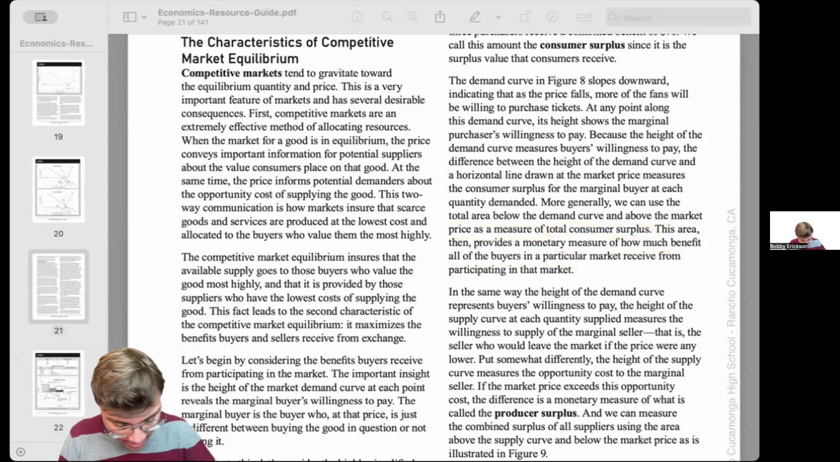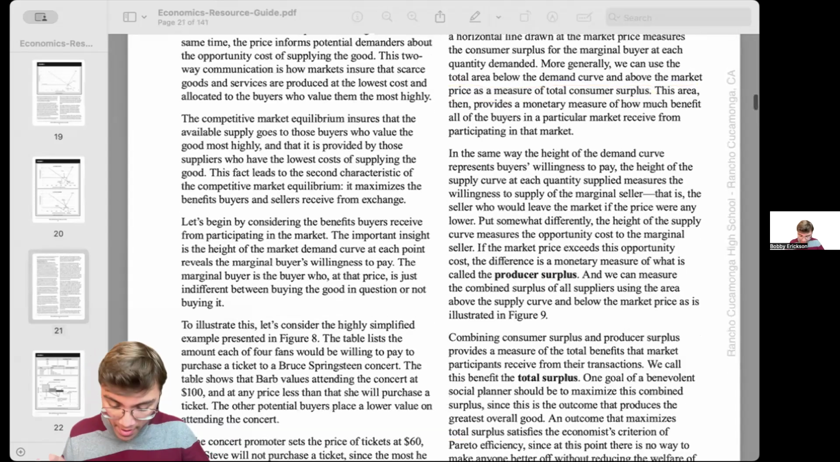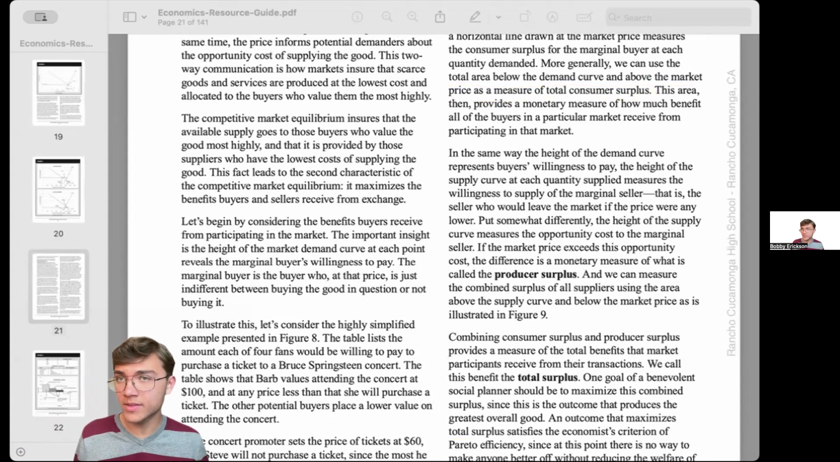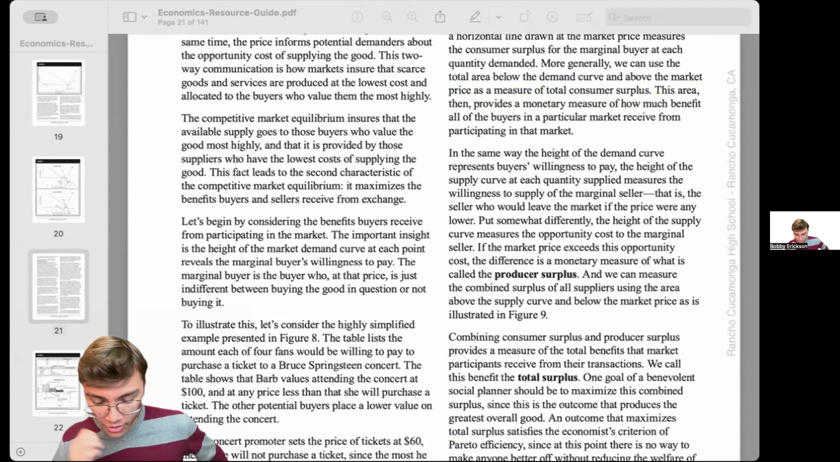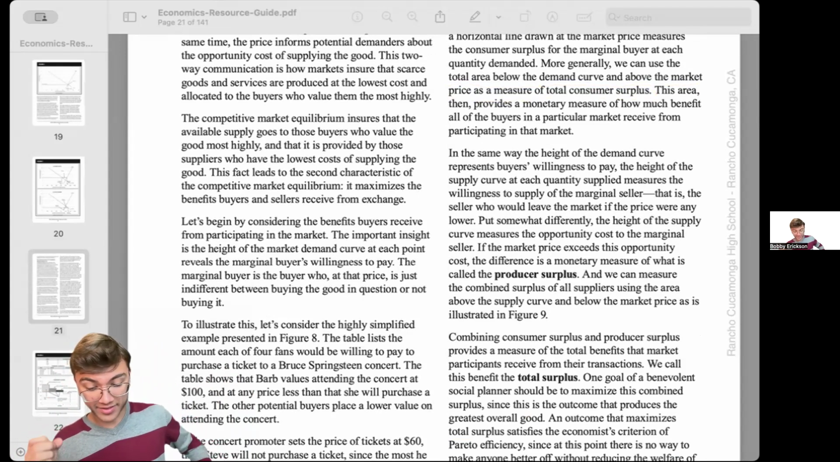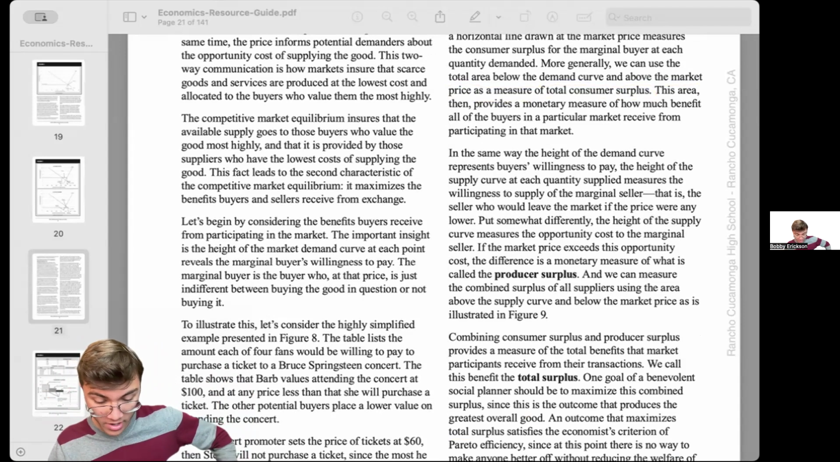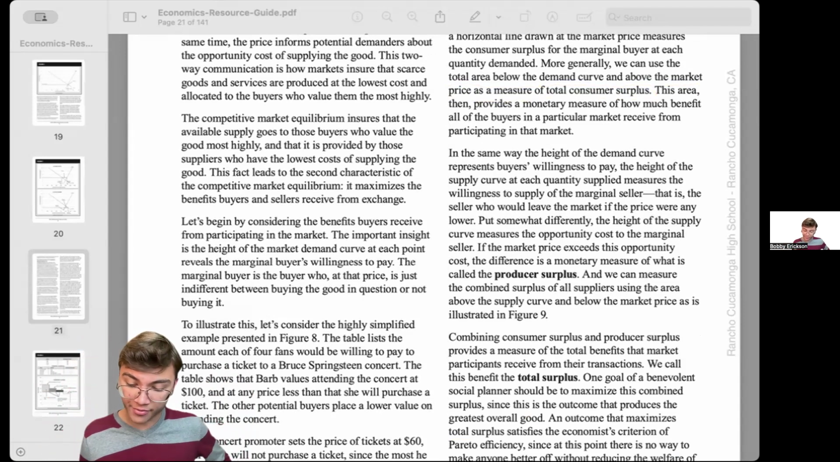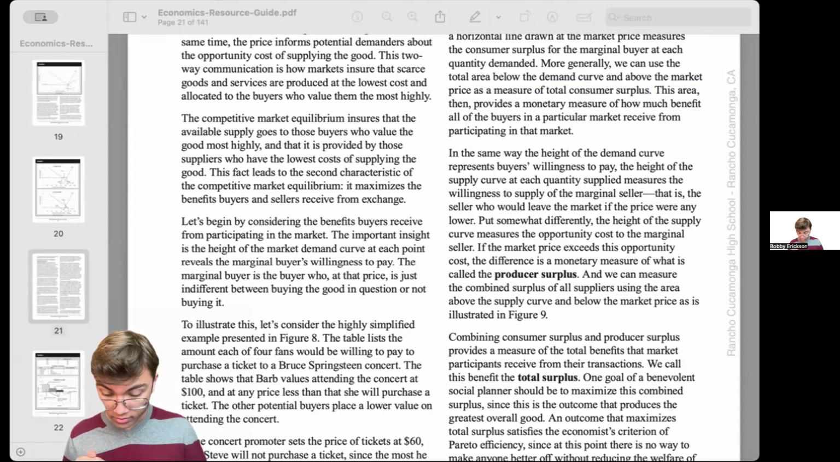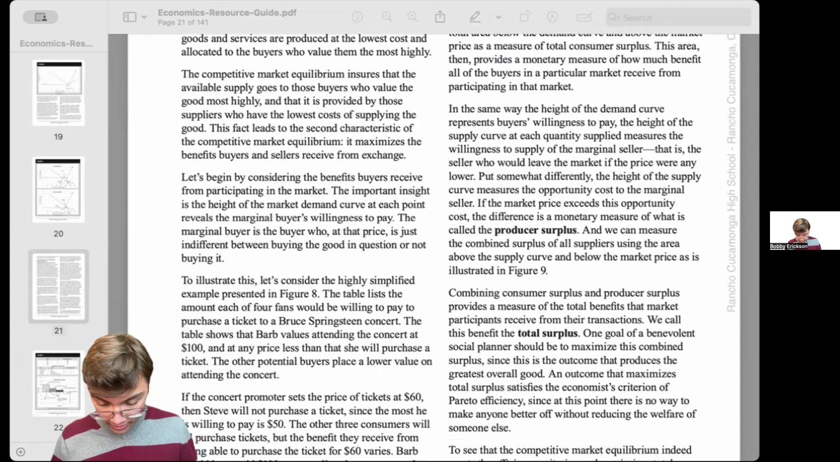Now we're going to move on to the idea of the producers. Are they getting any benefits from this? Of course, because it's equilibrium. The height of the demand curve shows the buyer's willingness to pay, whereas the height of the supply curve at each quantity supplied shows the willingness to supply of a marginal seller. So one seller at one particular price point is willing to supply goods at a certain price, maybe even below the equilibrium cost.